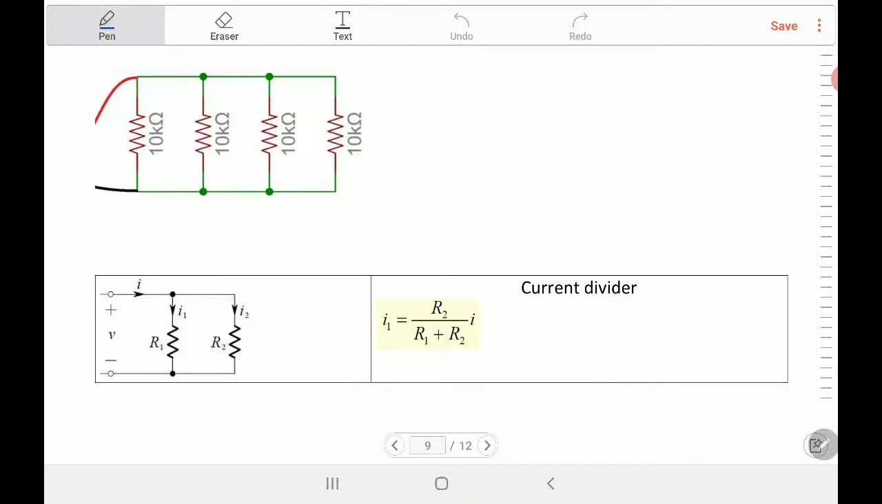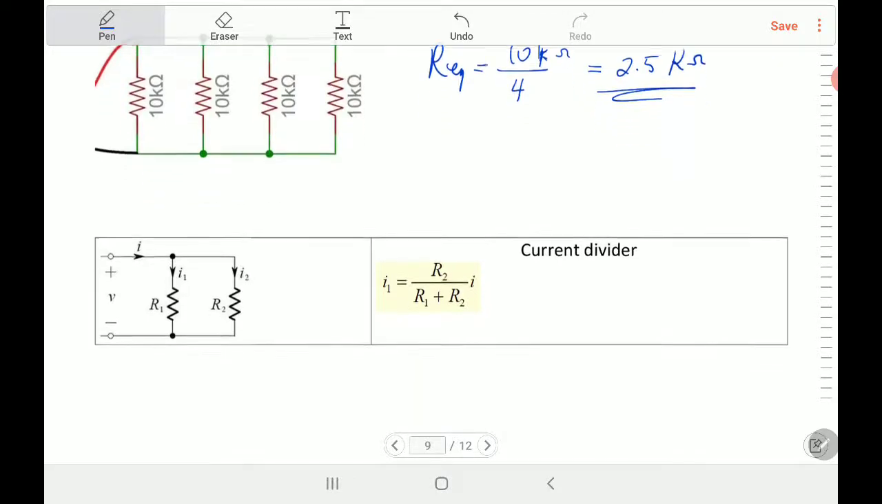Now, what happens if you have equal resistances? It will be just, as we said, divided by N. So the R equivalent in this example will be equal to, 1, 2, 3, 4, we got here 4, and each is equal to 10 kilo ohm. So the answer will be equal to 2.5 kilo ohm. And it's done.